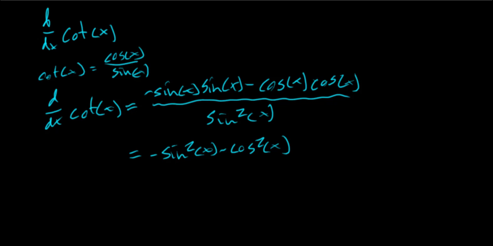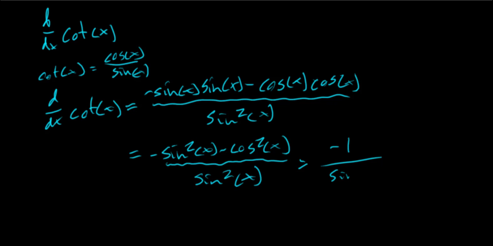Now, I don't know about you, but that numerator looks extremely familiar to me because it's actually a trig identity. Wow, isn't it? Who would have thought that pre-calculus is going to be helpful in calculus? And from pre-calc, we know that negative sine squared x minus cosine squared x is the same thing as saying negative 1. And all of that is over sine squared x, which can be rewritten as the negative cosecant squared x. Look at that. We just found the derivative of cotangent, and all we have left is tangent.